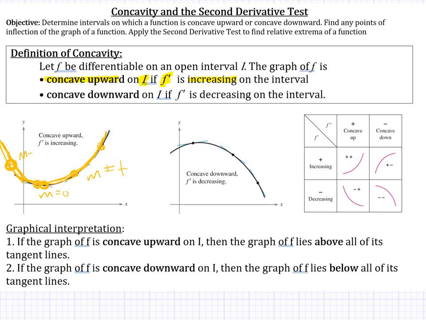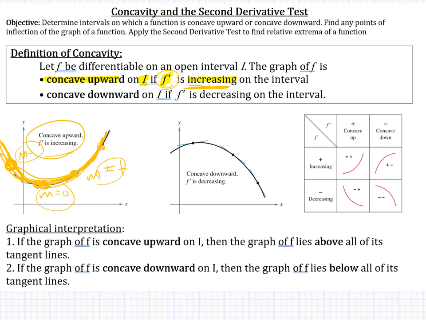Just from that aspect, I went from a negative to a 0 to a positive. Any number that goes from negative to 0 to positive is getting bigger. So the slope is getting bigger. The derivative is getting bigger. It's increasing. And so something that curves this way is considered to be concave up.